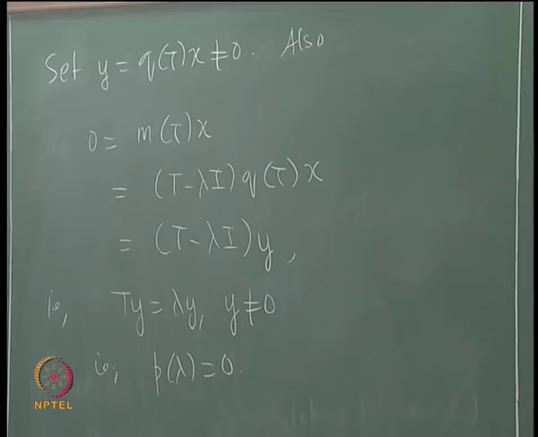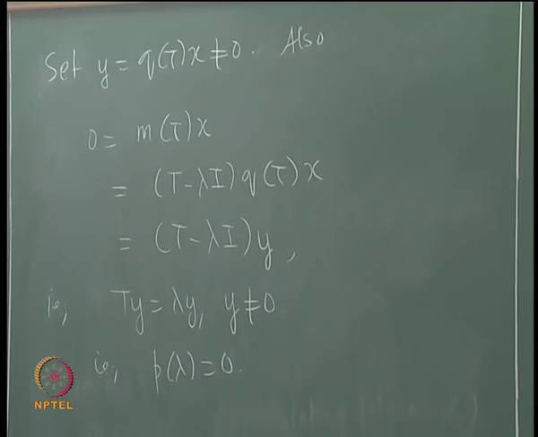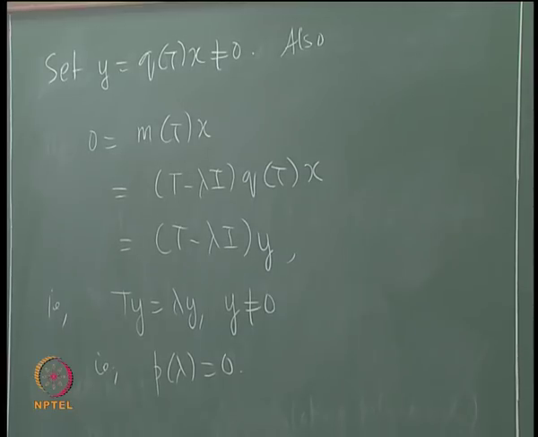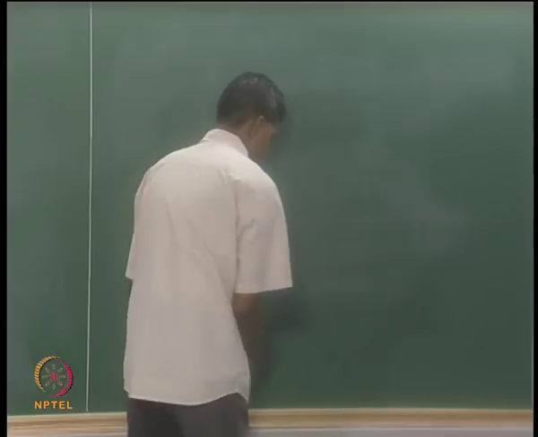Now this is an important connection between the minimal polynomial and the characteristic polynomial. They have the same roots except for multiplicities. Remember that. We have not shown that the multiplicities are the same. But they have the same roots. This is an important point.